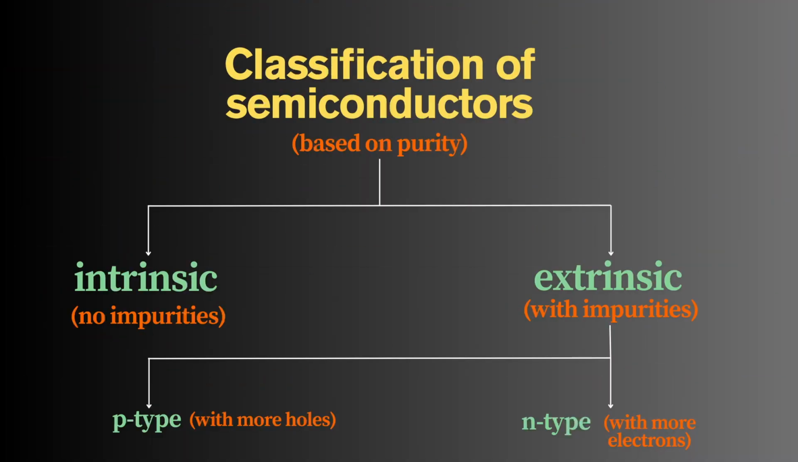Unlike metals, where the conductivity is almost fixed, one way of classifying semiconductors is based on their purity. Intrinsic semiconductors are ones with no impurities. After doping, we get extrinsic semiconductors. And based on the type of impurities introduced, we have either p-type extrinsic semiconductor or n-type extrinsic semiconductor.